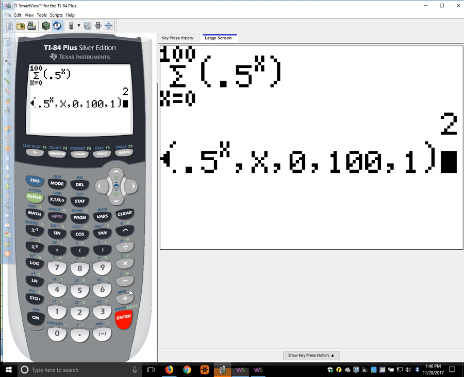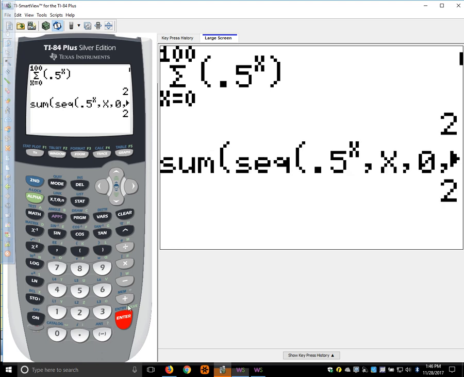So it's expression, variable, the starting number, because we wanted to go from 0, starting number, comma, ending number. And then we want the step size to be 1. We're going up 1, 0, 1, 2, 3, 4, 5, etc. Okay. And then you hit enter. And this tells me 2.